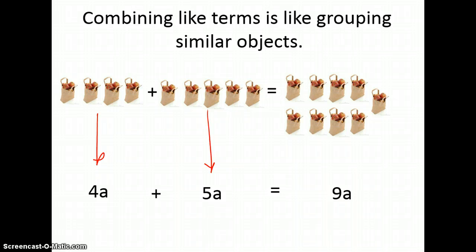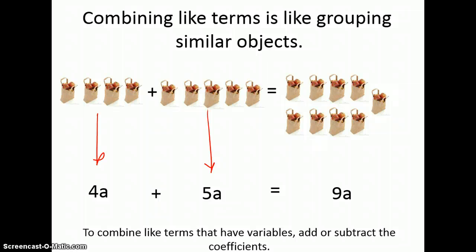9a. When I'm combining like terms, I'm just going to simply add or subtract the coefficients of my like terms. So 4a and 5a, I'm going to add those coefficients, 4 and 5, to get 9. The number of bags changed in this problem. However, the number of apples in each bag did not, so I don't do anything with that a. I leave it the same to get 9a is a simplified version of this problem.